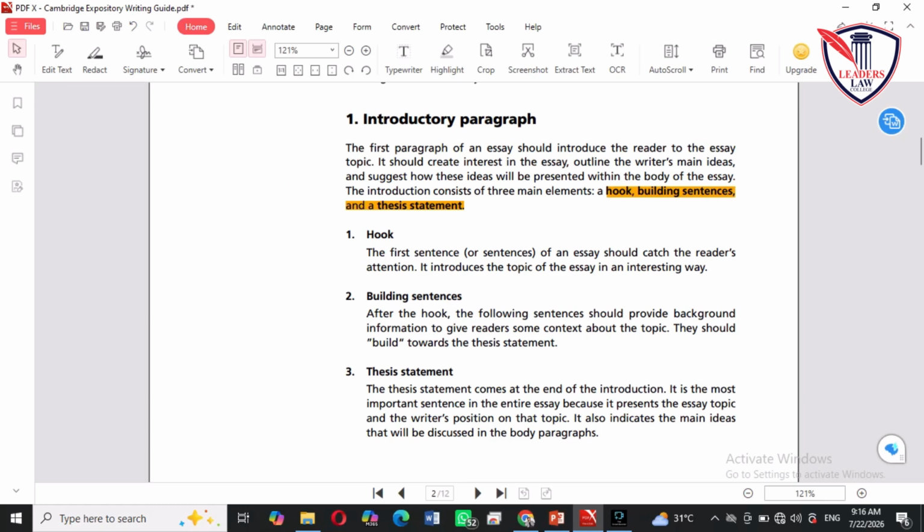It is the most important sentence in the entire essay because it presents the essay topic and the writer's position on that topic. It also indicates the main ideas that will be discussed in the body paragraphs. One thing that we must consider while writing a thesis statement is that it must have at least 3 points for a five paragraph essay.